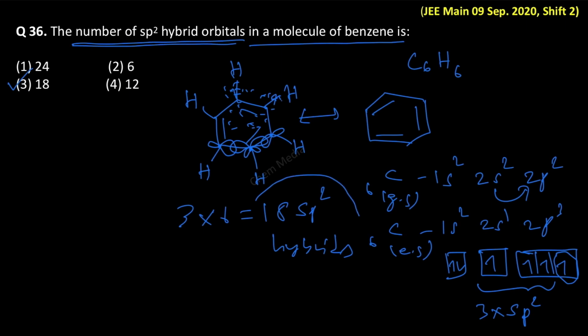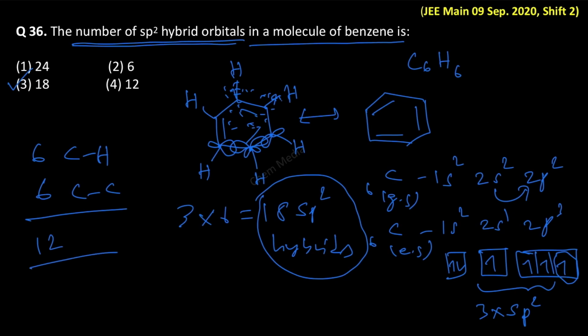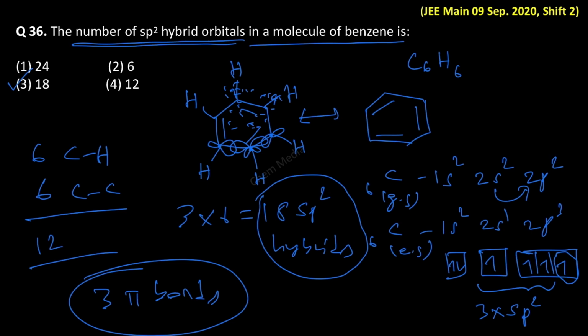So all the sp2 hybrids will be utilized for the sigma bonds. But how many sigma bonds do we have? We have 6 CH sigma bonds and 6 carbon-carbon sigma bonds. So the total number of sigma bonds in benzene is 12, and we have 3 pi bonds. But for pi bonds we won't be utilizing the sp2 hybridized orbitals. Only for making the sigma bonds would we be using the sp2 hybridized orbitals.